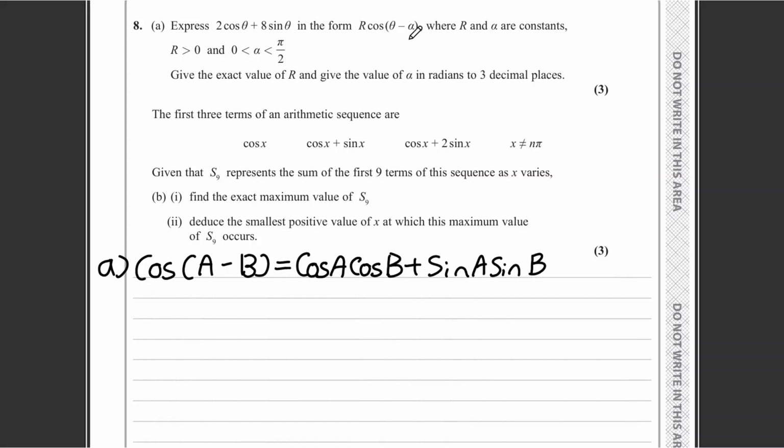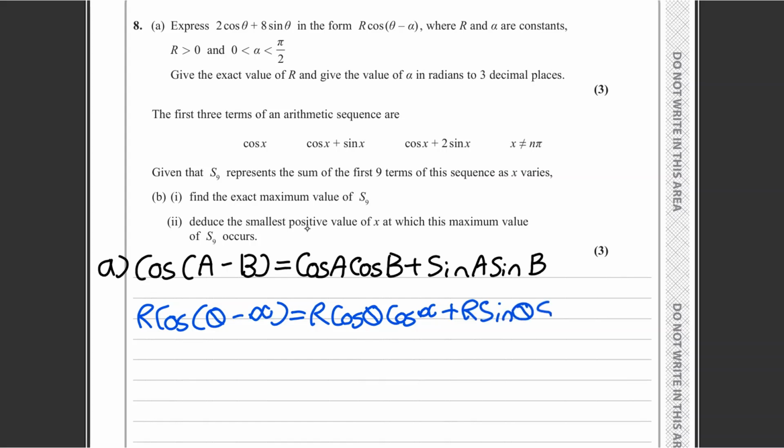So this r cos of theta minus alpha, let's use this cos of A minus B formula here. So it's going to be r cos of theta minus alpha is equal to, and we're going to use this formula here where theta is A and alpha is B. So it's going to be r, and then cos A, so this is cos theta, and then cos B, so this is cos alpha, plus r, and then sin A, so this is going to be sin theta, and then sin B, so this is going to be sin alpha.